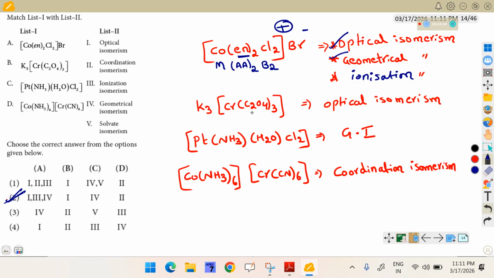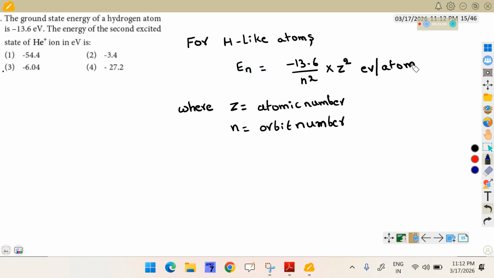K3[Cr(ox)3]. Only bidentate ligands are present, so it exhibits optical isomerism. Pt, it looks like M(AB)2 type, and exhibits geometrical isomerism. Exchange of ligands between coordination entities, it exhibits coordination isomerism.